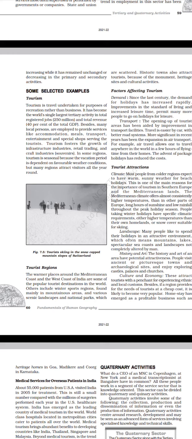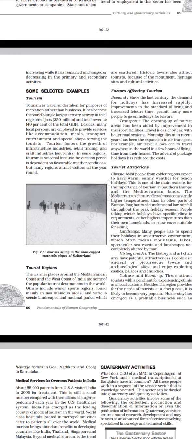Factors affecting tourism demand. Since the last century, the demand for holidays has increased rapidly. Improvements in the standard of living and increasing leisure time permit many more people to go on holidays for leisure. Transport. The opening up of tourist areas has been aided by improvement in transport facilities. Travel is easier by car with better road systems. More significant in recent years has been the expansion in air transport.